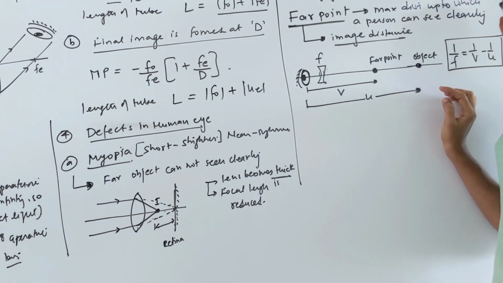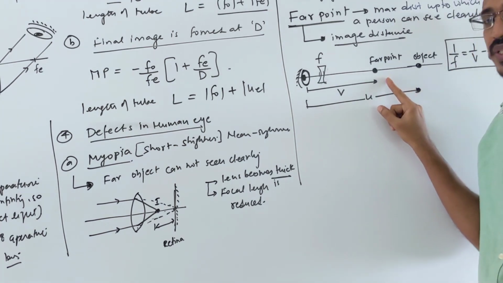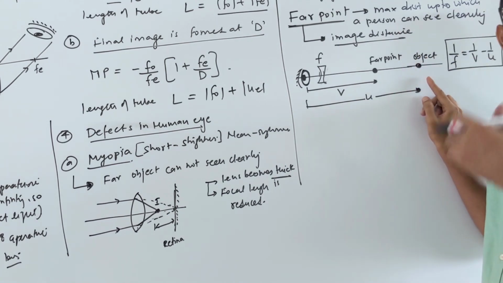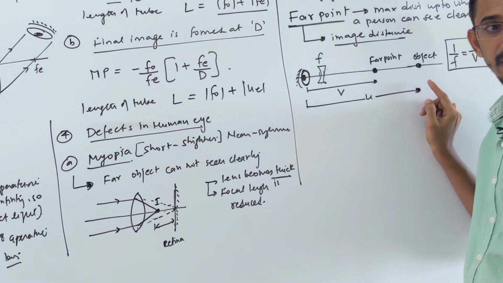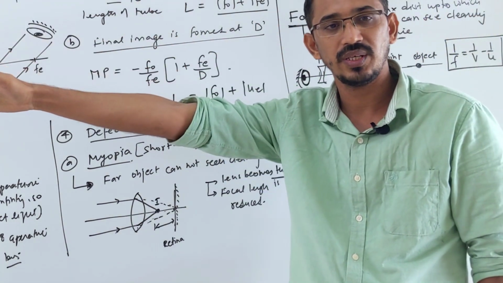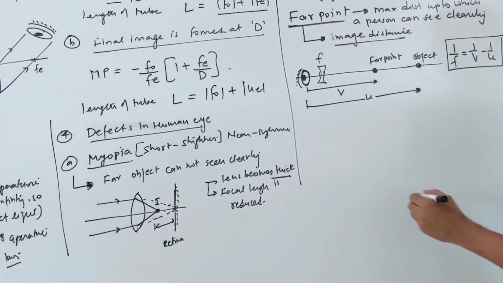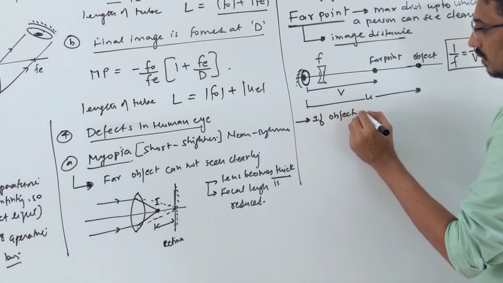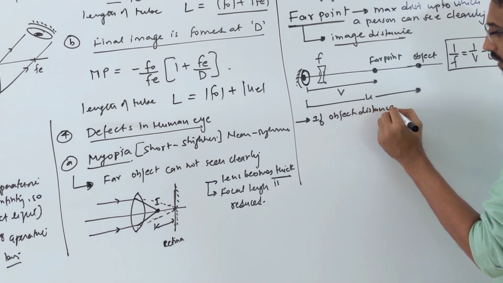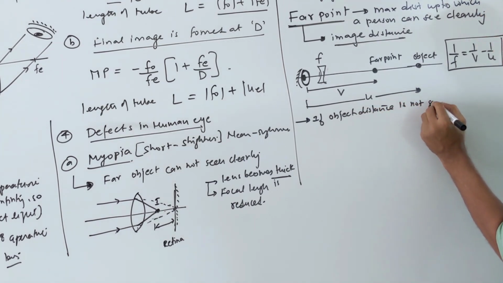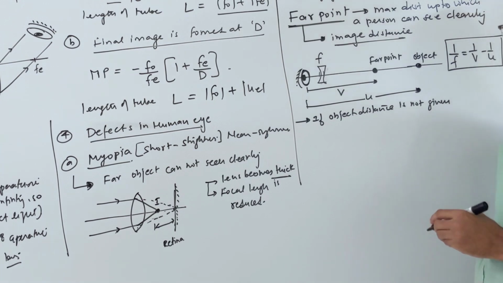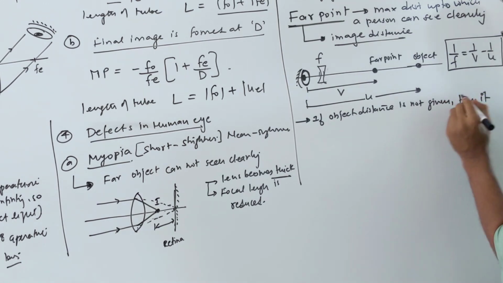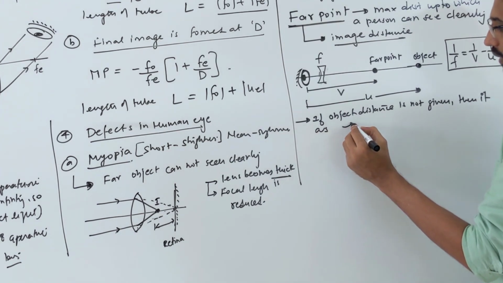Sometimes this object distance will not be given. Only the far point is given. They ask what power is required to see clearly. Then what will you take as the object distance? Infinity. You want to see clearly up to infinity. So what power do you need? Very, very important, I'm writing here: if the object distance is not given, then take it as infinity.